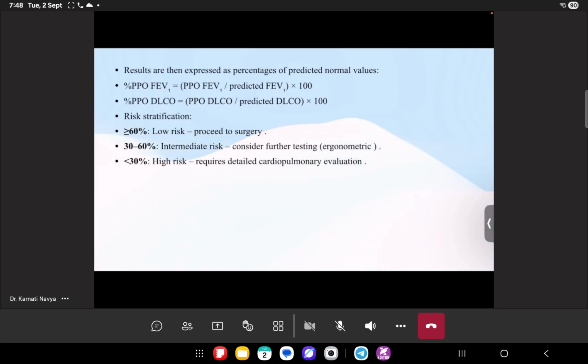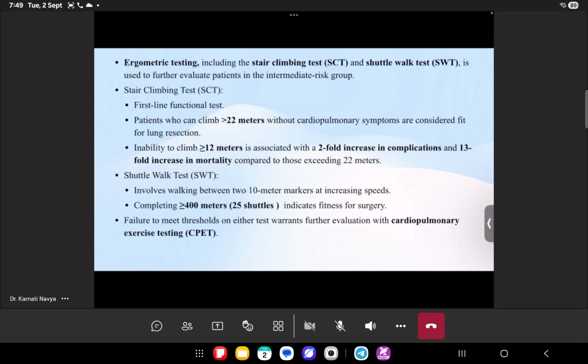The risk stratification according to the predicted post-op values is as follows. If it is more than 60%, it is considered low risk, so we can proceed to surgery. If it is between 30 and 60%, it is considered intermediate risk, so further testing, which is ergometric tests, is performed. If it is less than 30%, then it is high risk and requires a detailed cardiopulmonary evaluation.